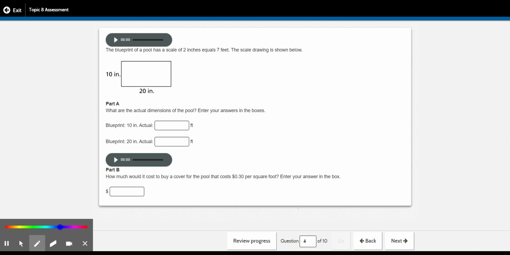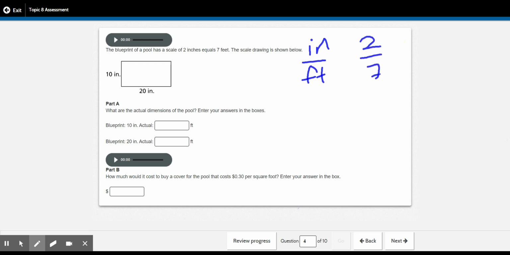A blueprint of a pool has a scale of 2 inches equals 7 feet. The scale drawing is shown below. What are the actual dimensions of the pool? Enter your answers in the boxes. All right, so we are comparing inches and feet, and I'm going to write our original ratio. Again, there's a few ways to write your ratio. There is only one right answer. This is how I like to think about it.